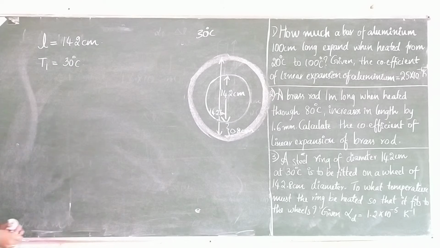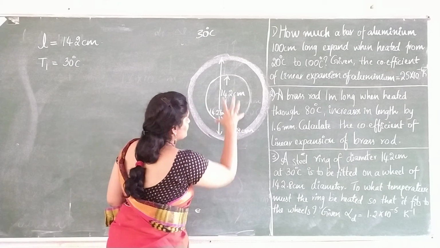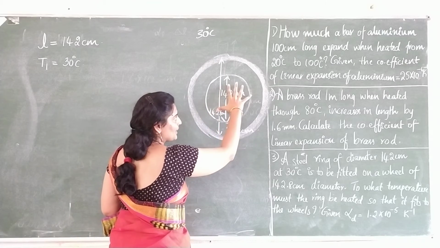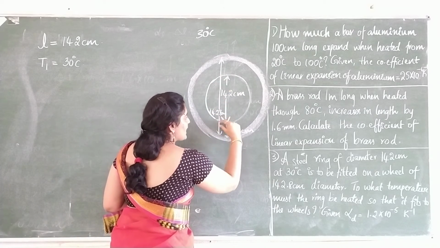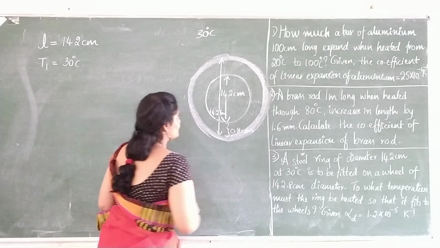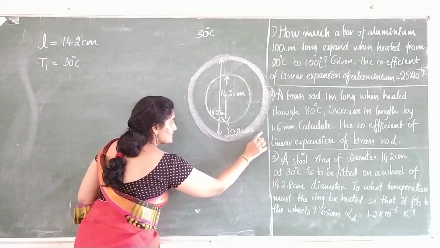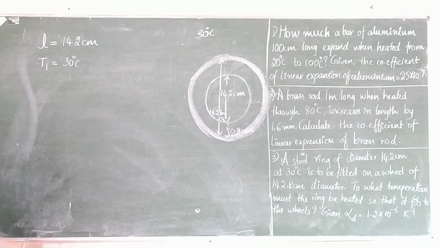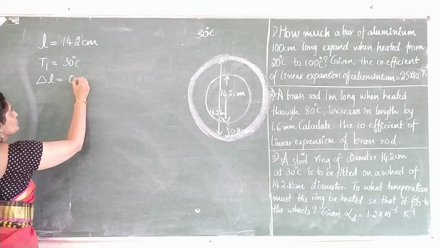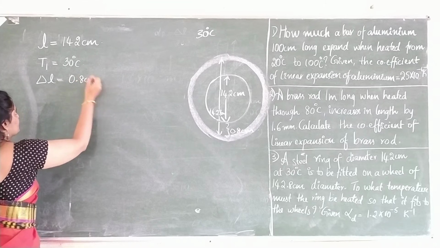Change in length, delta L, is equal to 0.8 centimeter. This is nothing but change in length.